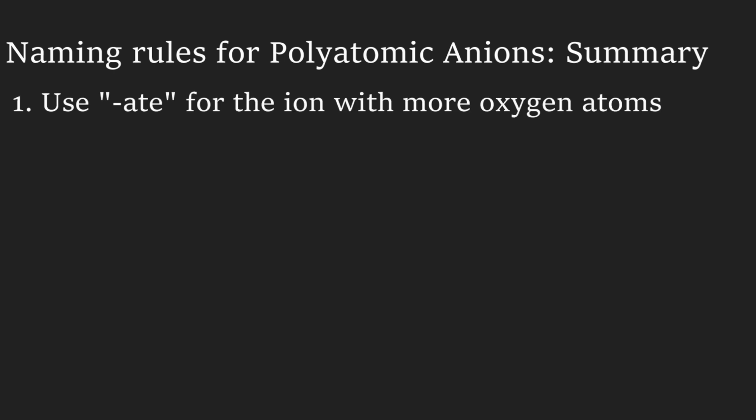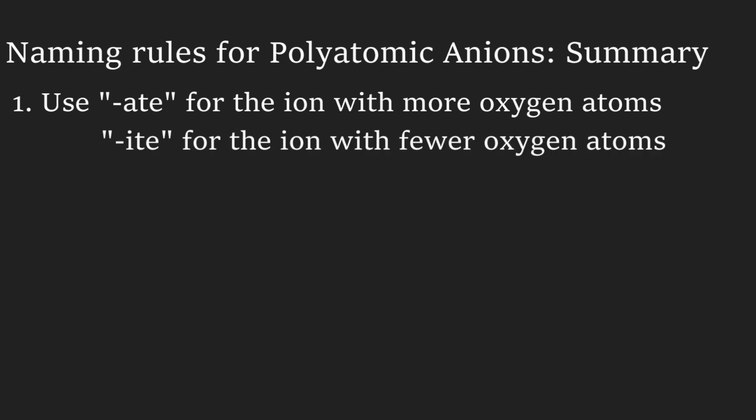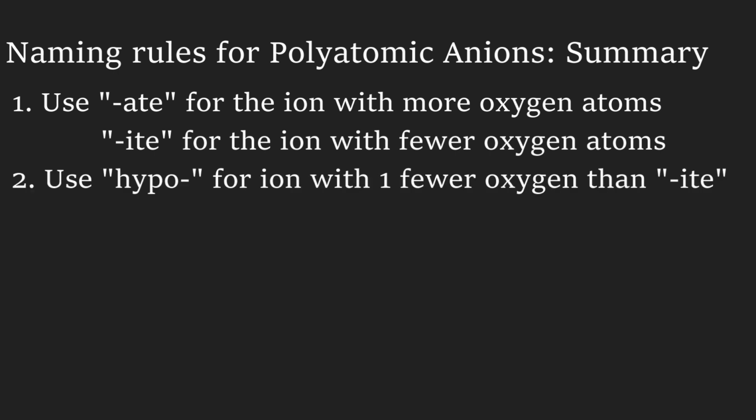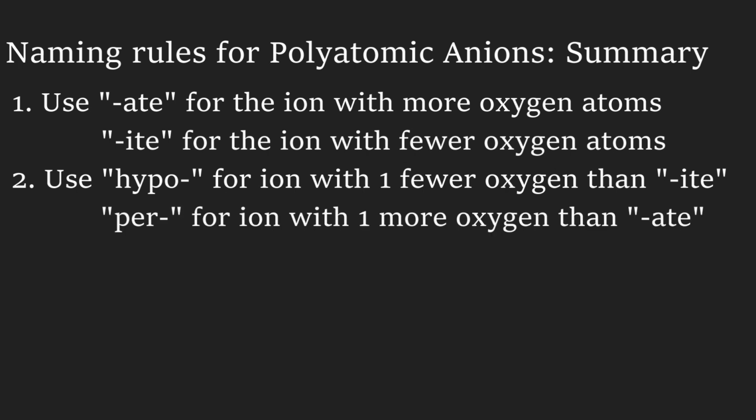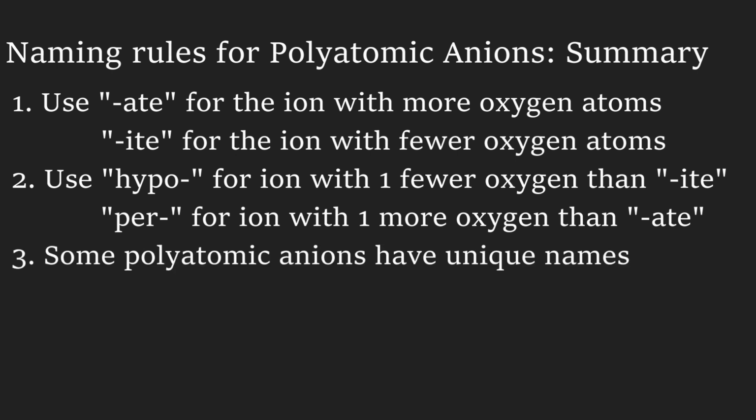First, use ate for the ion with more oxygen atoms and use ite for the ion with fewer oxygen atoms. Second, use hypo for the ion that has one fewer oxygen atom than the ite form, and use per for the ion that has one more oxygen atom than the ate form. And third and final, some polyatomic ions have unique names, for example hydroxide or cyanide.